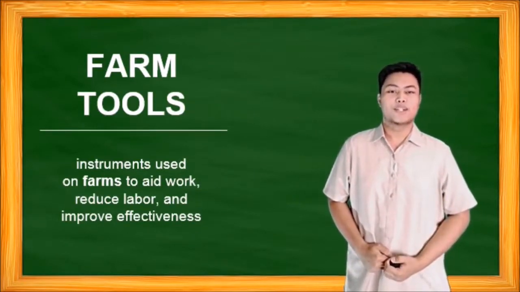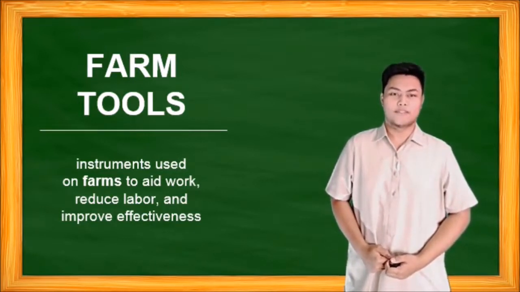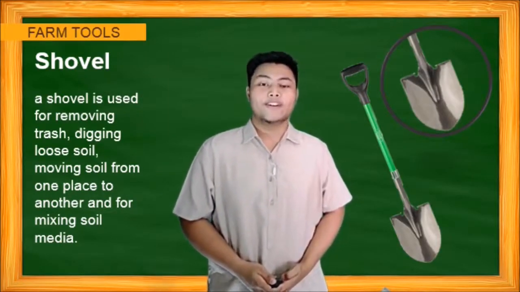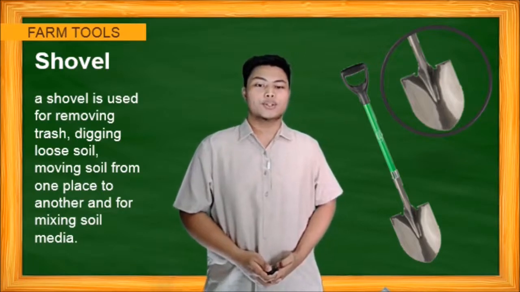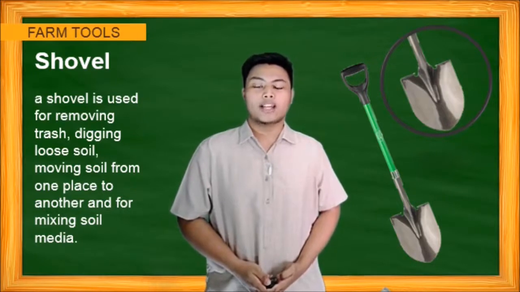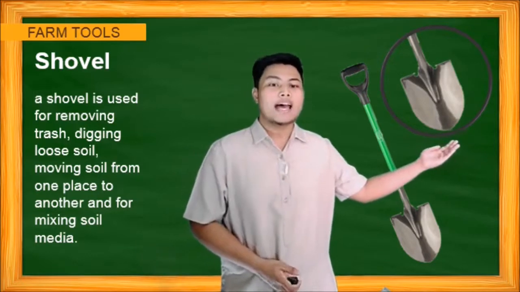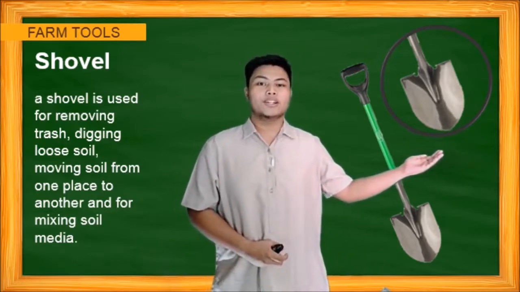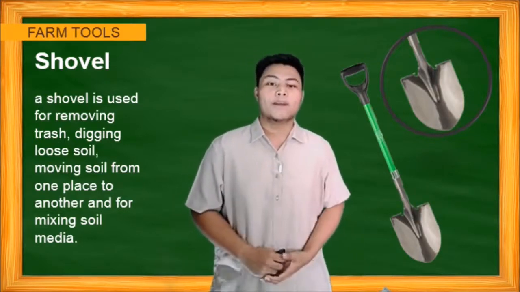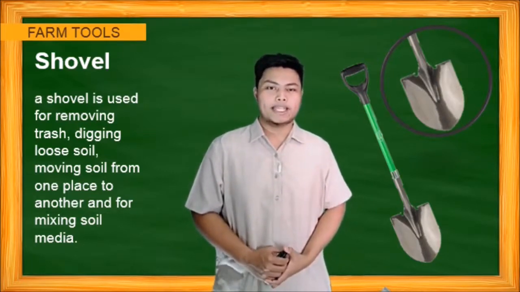Farm tools are instruments used in farms to aid the work, reduce labor, and improve effectiveness. So we have this first example of a farm tool. First is a shovel. A shovel is used for removing trash, digging loose soil, moving soil from one place to another, and for mixing soil media. As you can see, our shovel has a pointed tip. It is better used for removing soil and moving it from one place to another. It is also used to mix soil media.